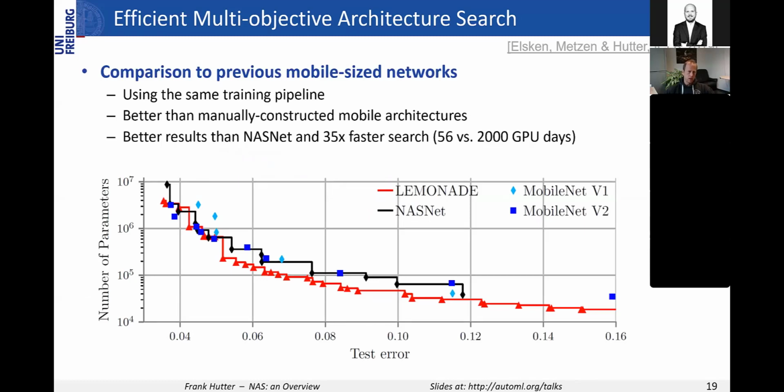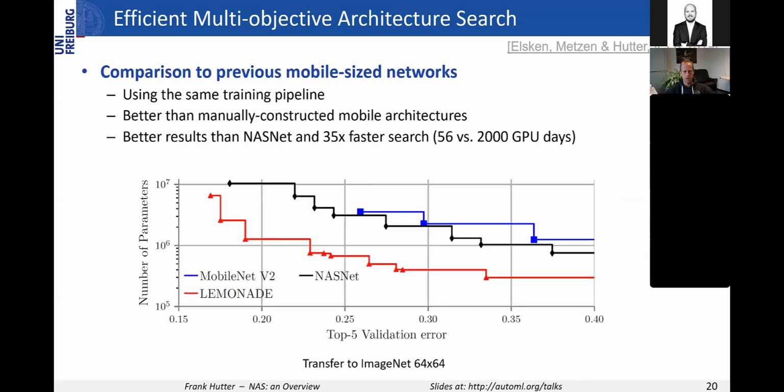This already actually performed better than this NASNet, or better or similar to this NASNet, but most importantly, 35 times faster, and would also give you transfer to other architectures. So you can run it in the cell search space. That is something where the cell search space is really good for.